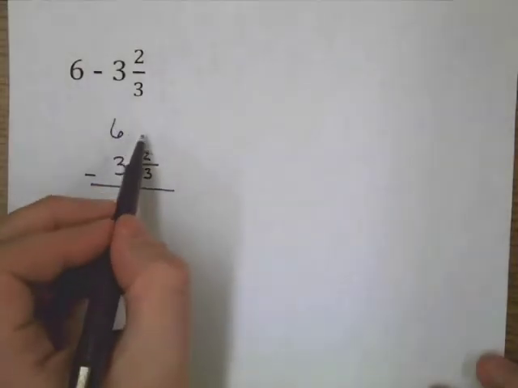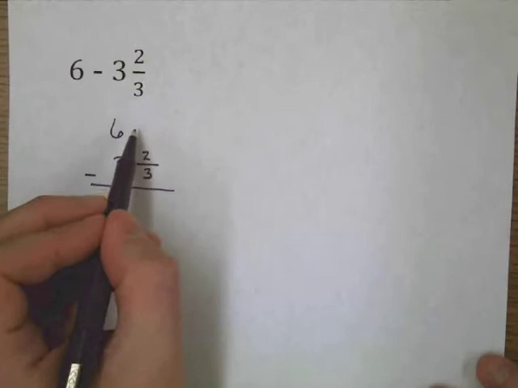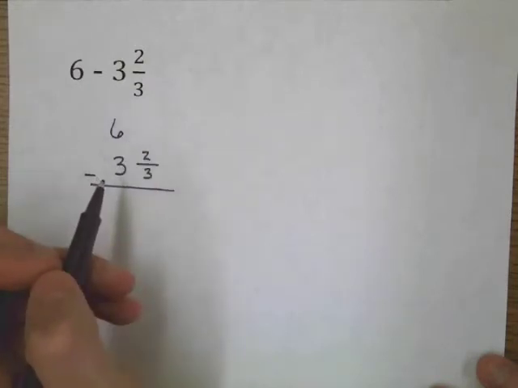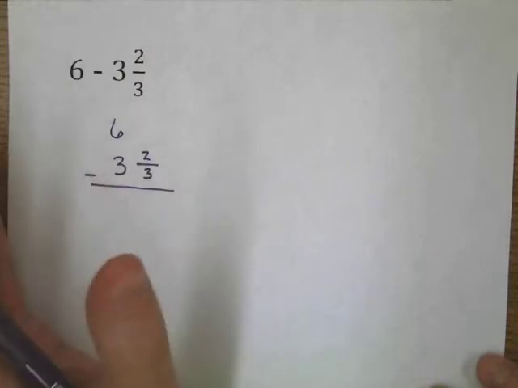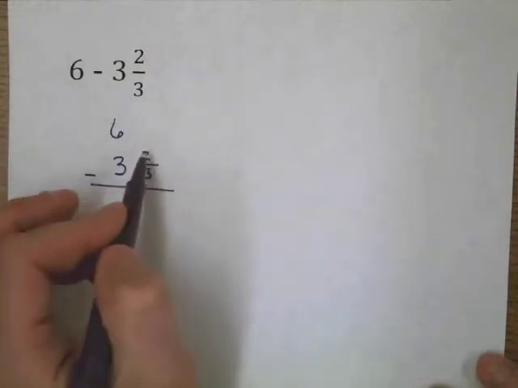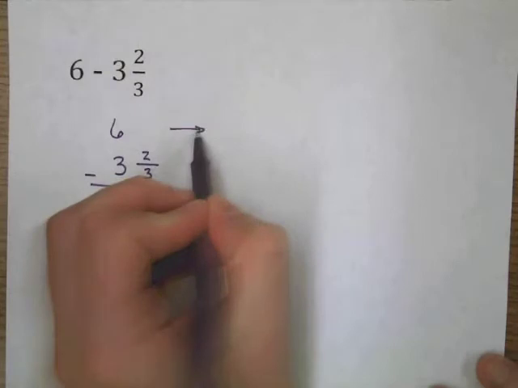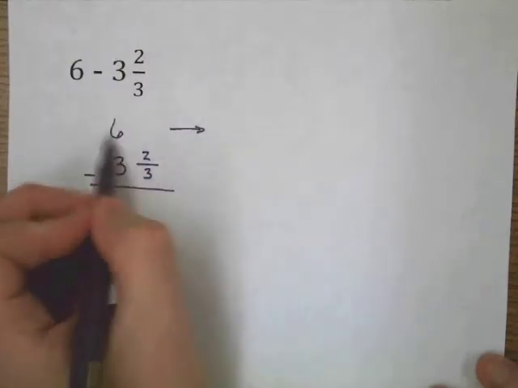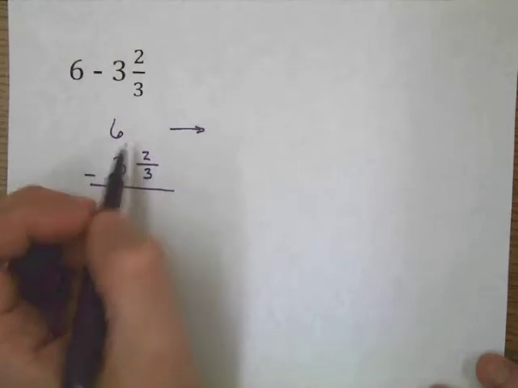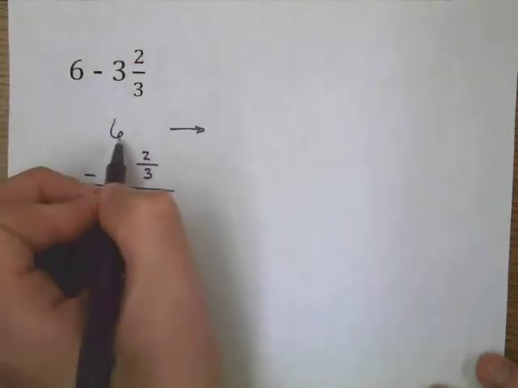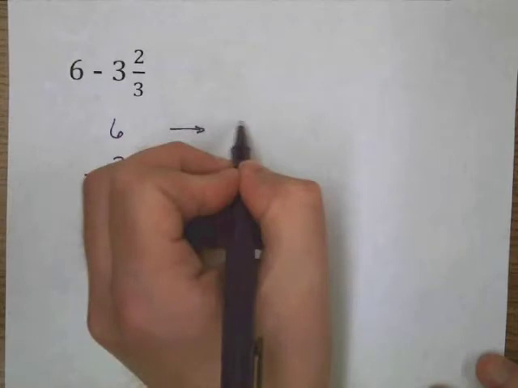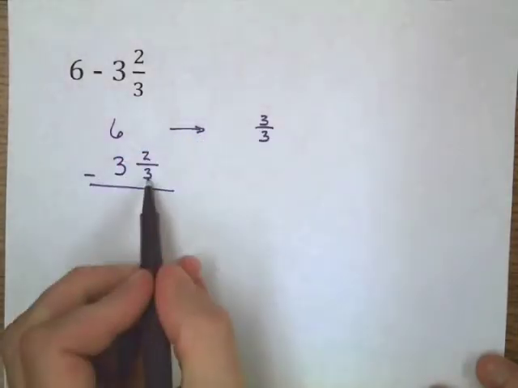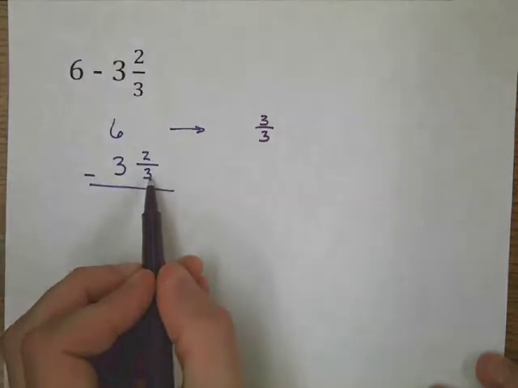But I don't have anything over here in my larger number that I'm taking away in terms of fractions. And it would just be nicer for me, I think, if I could see some fractions here. So I'm going to change this 6. And I'm going to think that I can take out a whole and I can rewrite it. And I can think of a whole in terms of 3/3. And I'm using thirds because that is what I have down here.